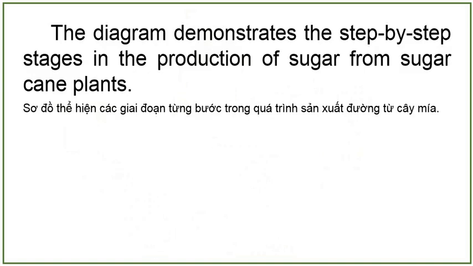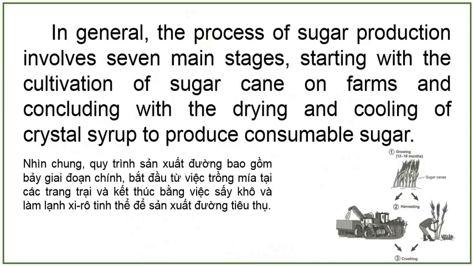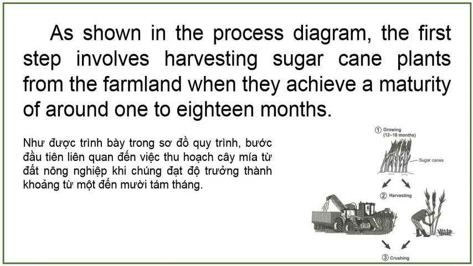The diagram demonstrates the step-by-step stages in the production of sugar from sugarcane plants. In general, the process of sugar production involves 7 main stages, starting with the cultivation of sugarcane on farms and concluding with the drying and cooling of crystal syrup to produce consumable sugar. As shown in the process diagram, the first step involves harvesting sugarcane plants from the farmland when they achieve a maturity of around 1 to 18 months.